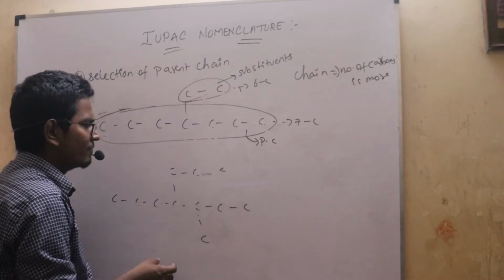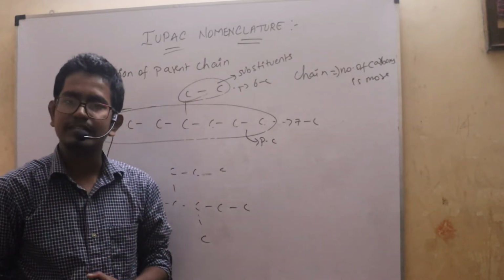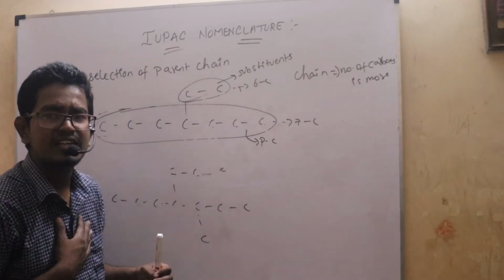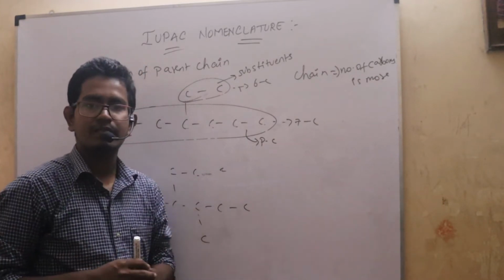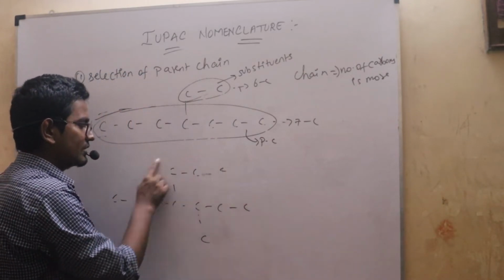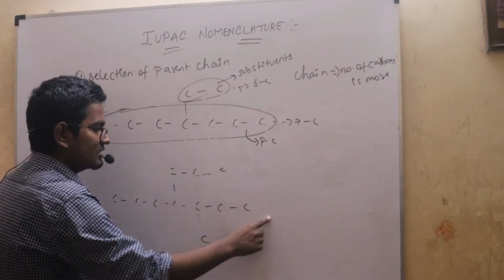Right? So which chain should we select? Because in these 3 chains, the number of carbon atoms is the same. Right? In this chain 7 carbon atoms, in this chain 7 carbon atoms, in this chain 7 carbon atoms.